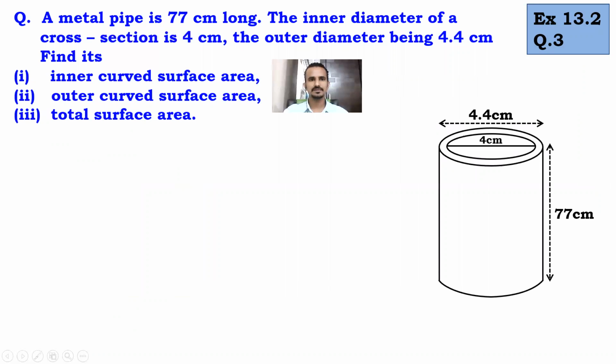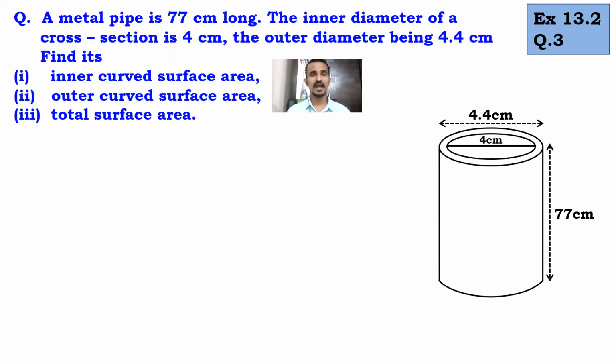Now the question is: a metal pipe is 77 centimeter long. The inner diameter of a cross section is 4 centimeter and outer diameter being 4.4 centimeter. Find its inner curved surface area, outer curved surface area, and total surface area.